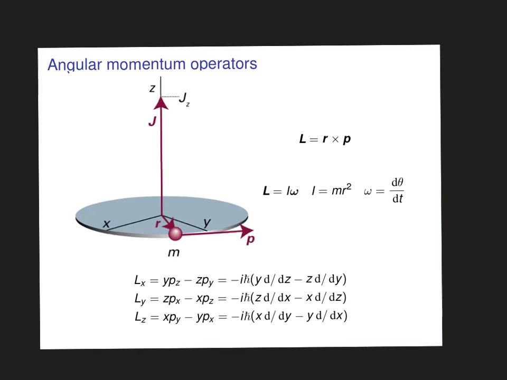So as you can see from the picture, the angular momentum is a vector, which is the vector product between the position vector and the momentum vector.